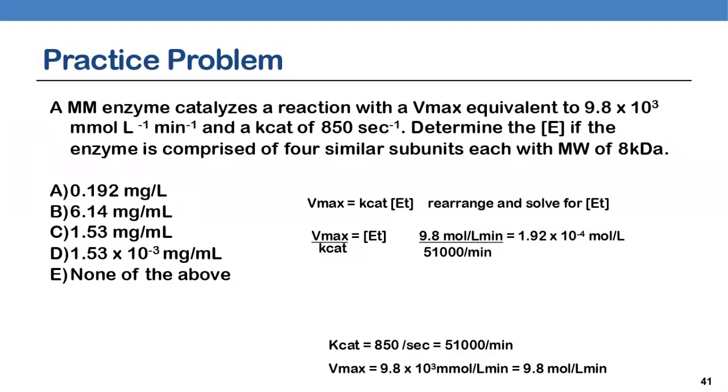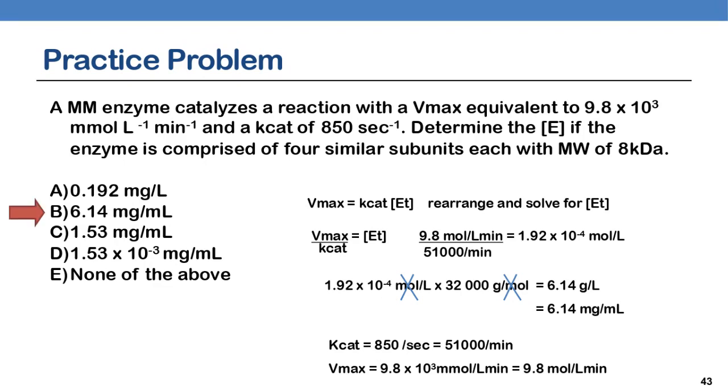So if we use our, I put it on the other side. 1 dalton is going to equal 1 gram per mole. We can then convert this into grams per mole, so 8 times 4, and then we're going to get our 32,000 grams per mole. We could multiply the two of these by each other, cancel out our mole, and then get grams per liter, which was equivalent to our milligrams per milliliter. So the correct answer for this was actually going to be B.